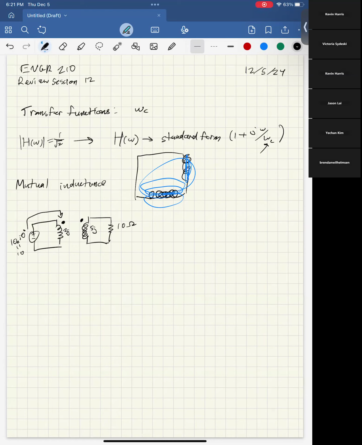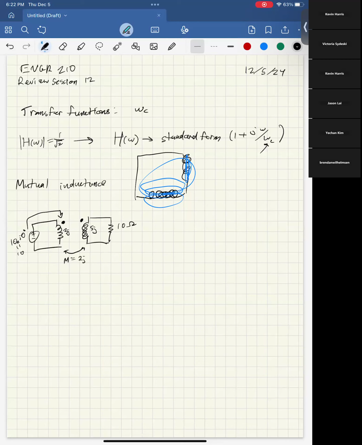So this inductor exists on its own, this inductor exists on its own, this inductor exists on its own. However, they interact with each other through what we call the mutual inductance, which we define in this class as some kind of imaginary other inductor that has currents act on it. So here, I'll say M equals 2j.